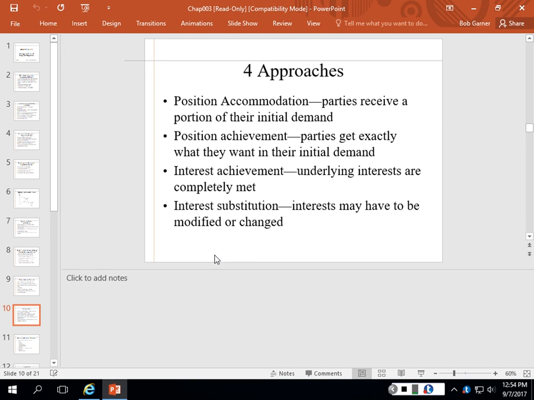Interest achievement. The underlying interests are completely met. Once again, not going to get everything you want. And then number 4 is more prevalent. Interest substitution. Interest may have to be modified or changed. And that comes to that whole compromise thing we're talking about. We're not going to get everything we want. So both parties are going to have to give to get where we want to be.